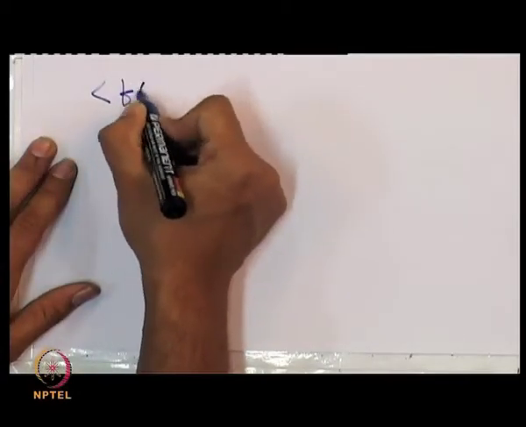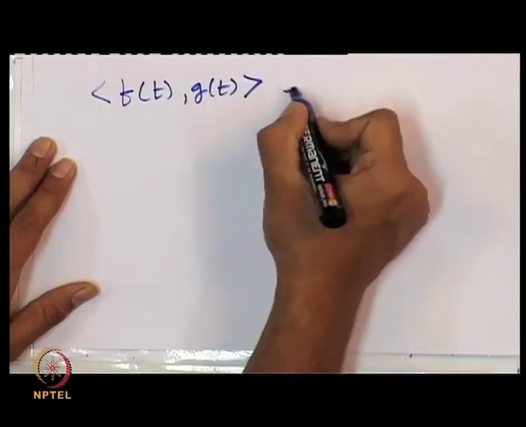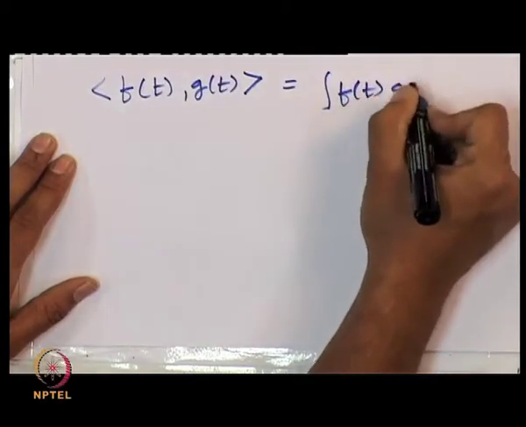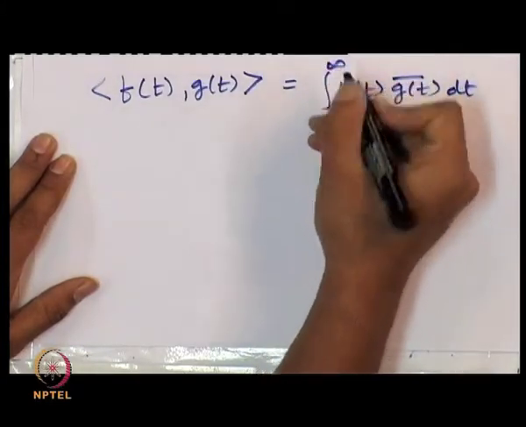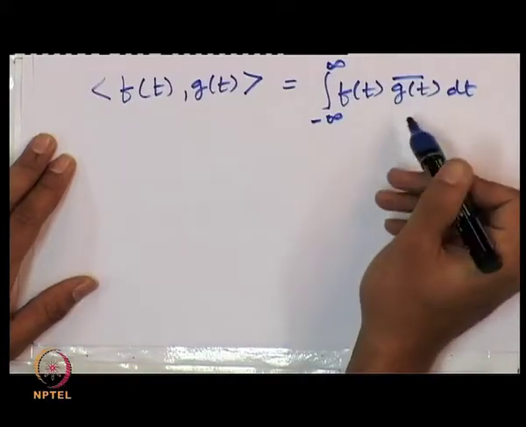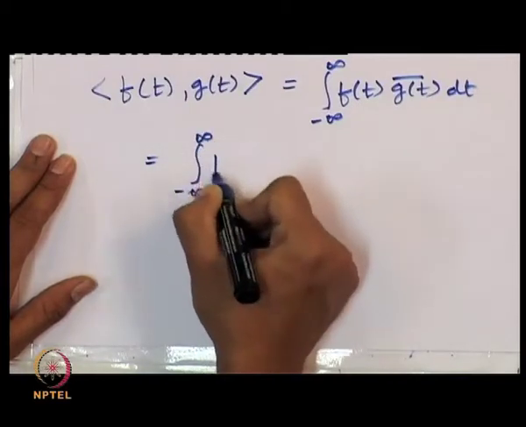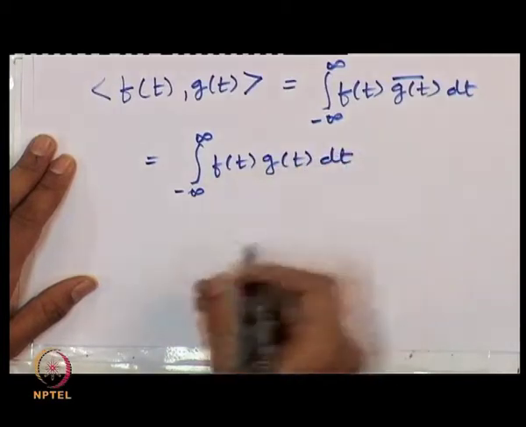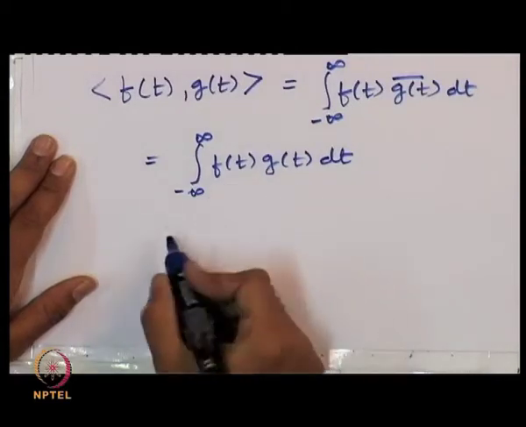The product between Ft and Gt is equal to the integral of Ft G conjugate t dt. But here we are assuming Ft and Gt are real sequences, hence the complex conjugate will be the same as Gt. So it is equal to the integral of Ft Gt dt. We will try to substitute Ft and Gt in terms of their basis functions.